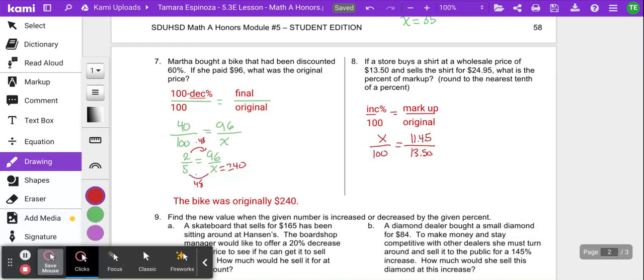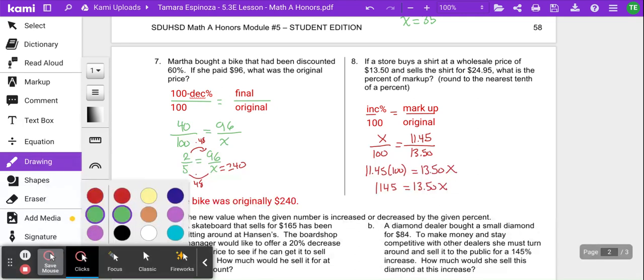I don't know off the top of my head what scales up, so I'm going to go ahead and cross multiply. $11.45 times 100 is equal to $13.50 times X. Move the decimal 2 spots over. 1,145 is equal to $13.50 X. So then I'm going to divide.